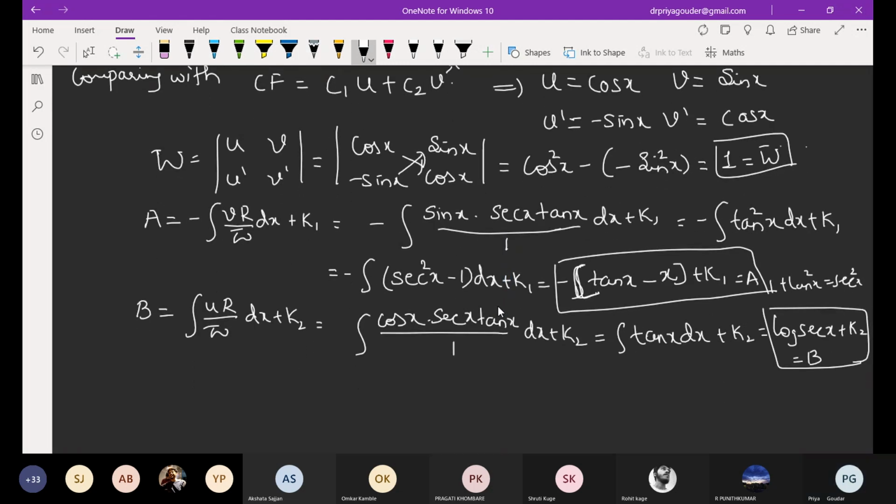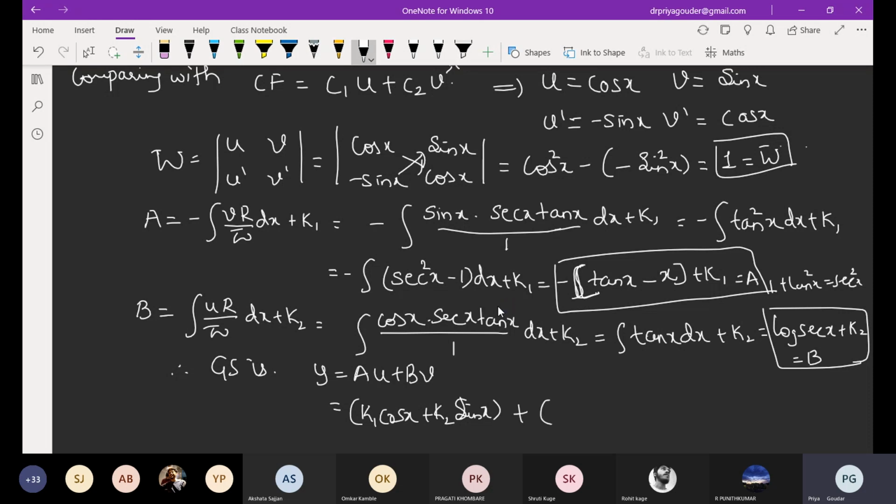Therefore, what is the general solution? Y equal to AU plus BV. If you substitute and simplify, can you tell me what will be the first bracket? I'll not write the substitution. You can tell me what is the first bracket you will get. The first bracket is the K1, K2 terms. Am I right? If you want, you can substitute and verify, no problem.